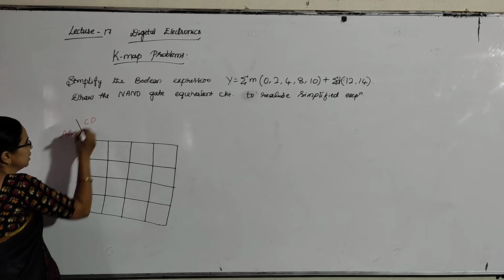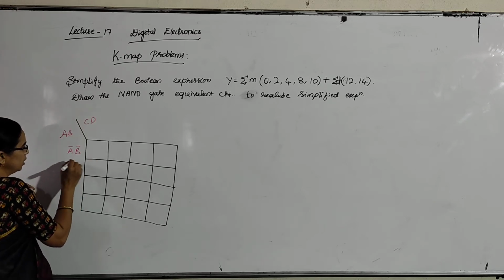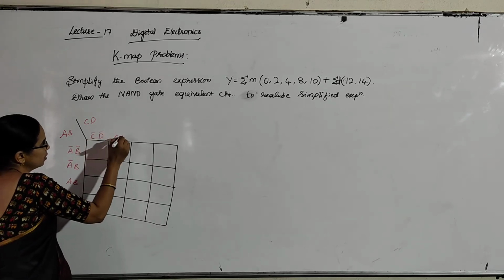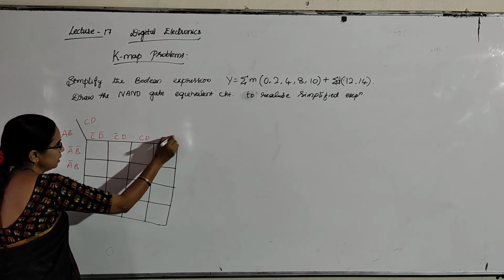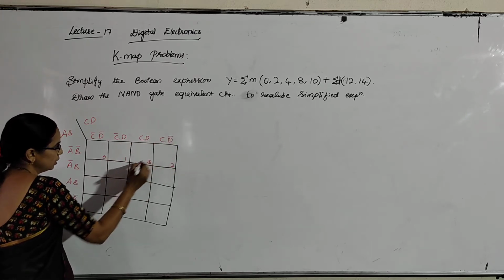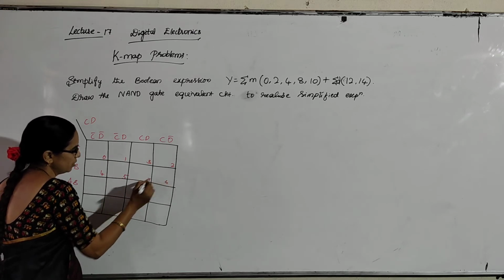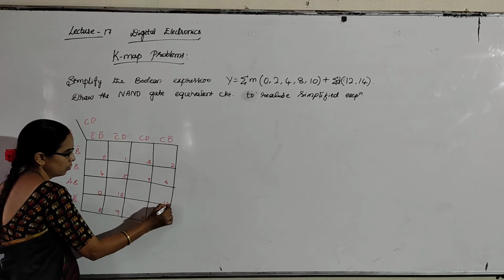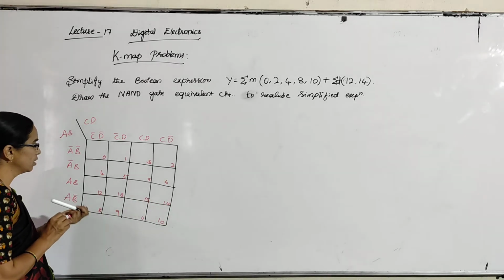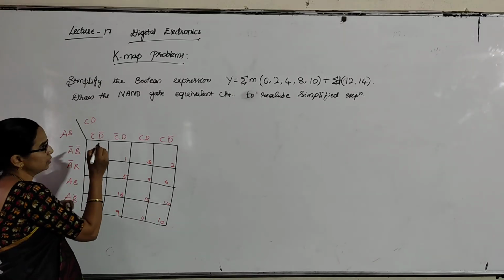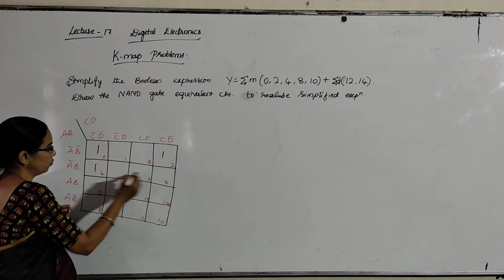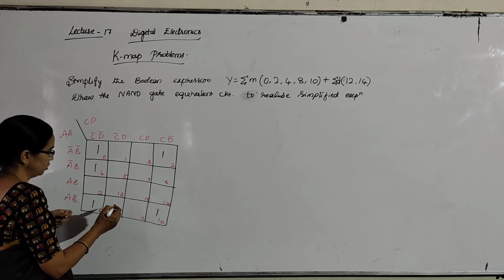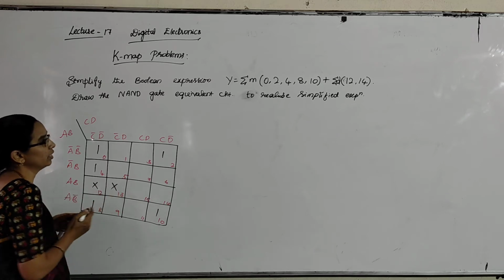A, B, C, D; A bar B bar, A bar B, A B, A B bar; C bar D bar, C bar D, C D, C D bar. Cells 0 to 15. So 0 is 1, 2 is 1, 4, 8 is 1, 10 is 1, and 12 and 14 are don't care conditions.